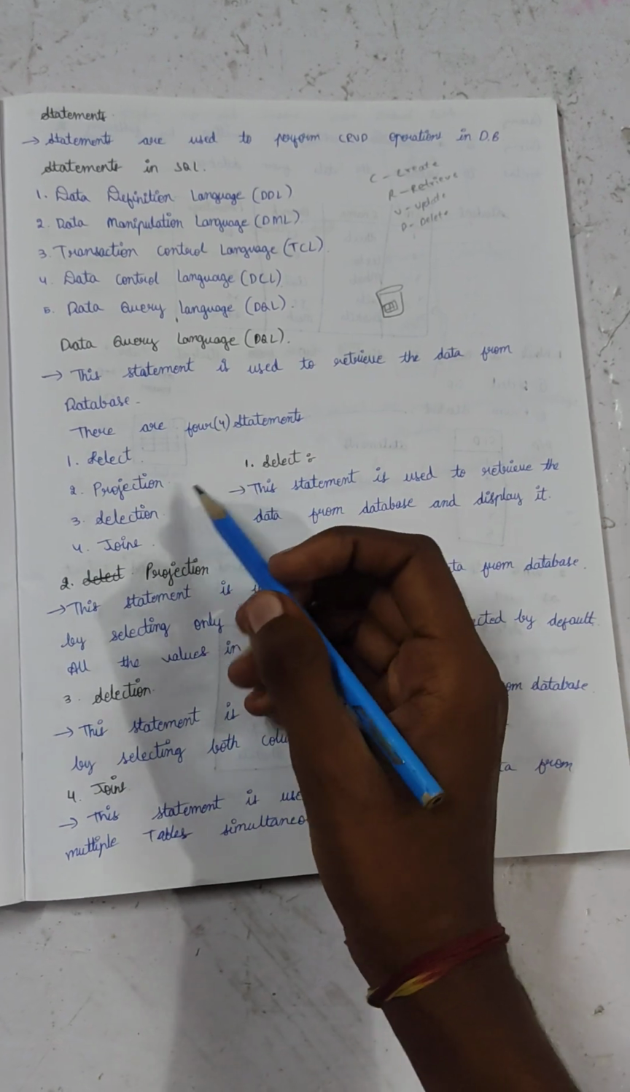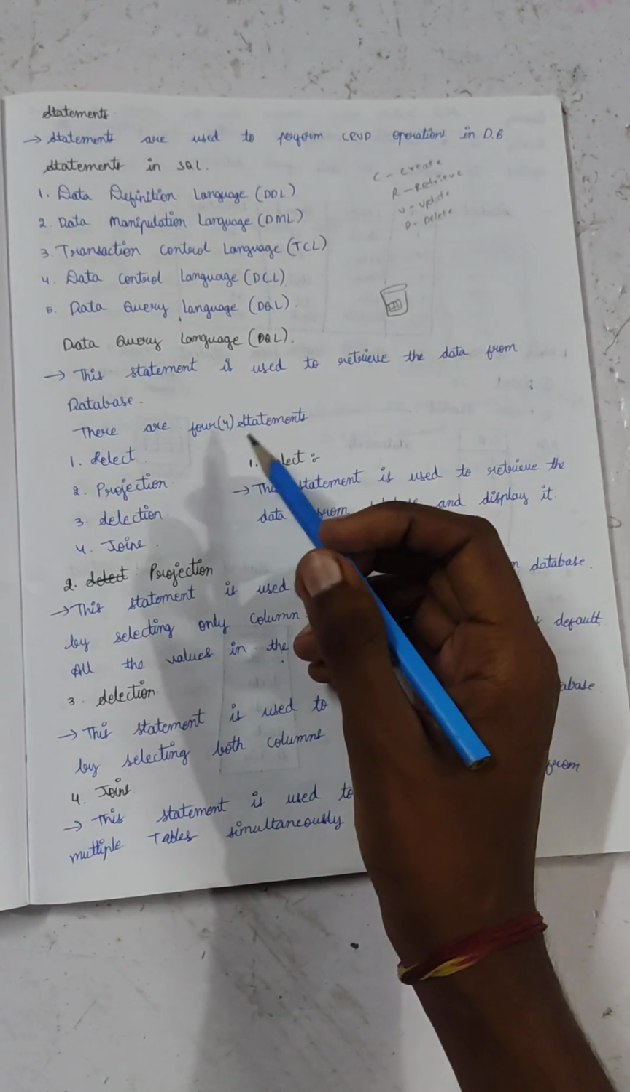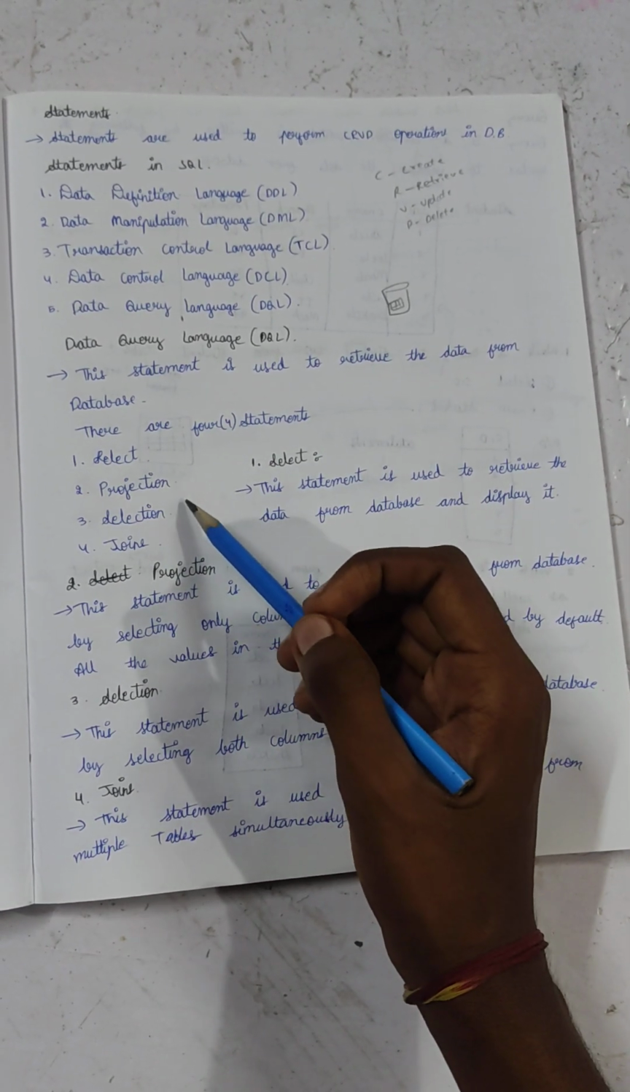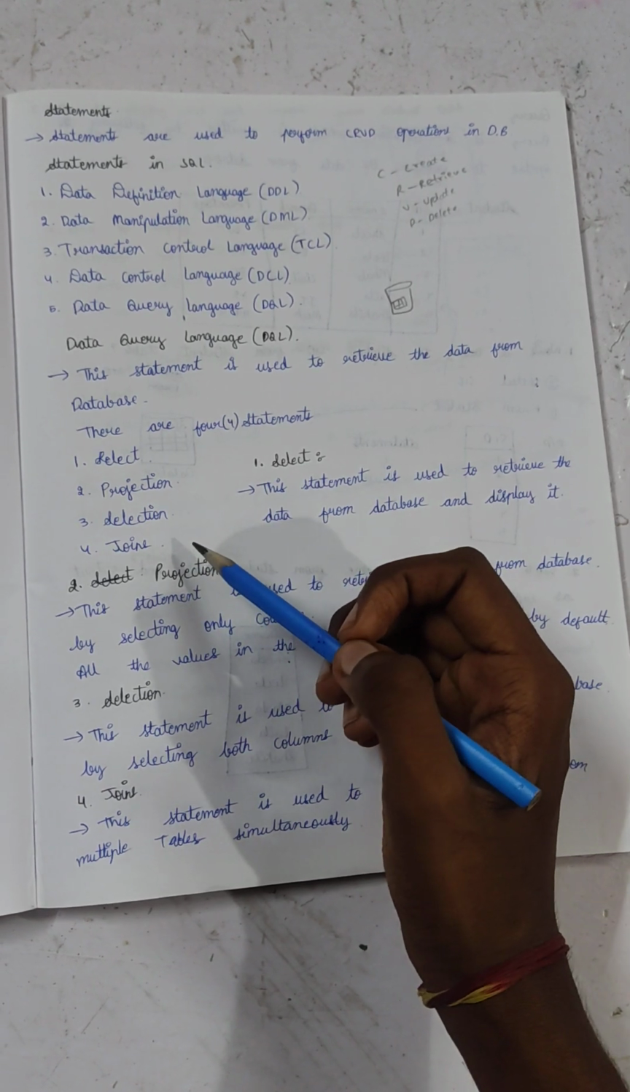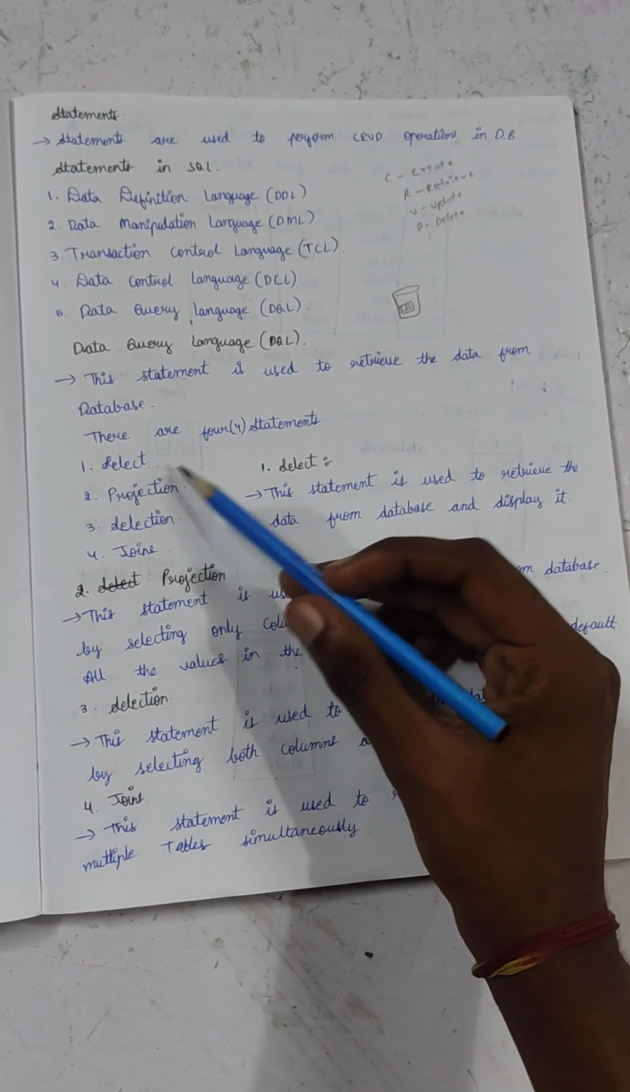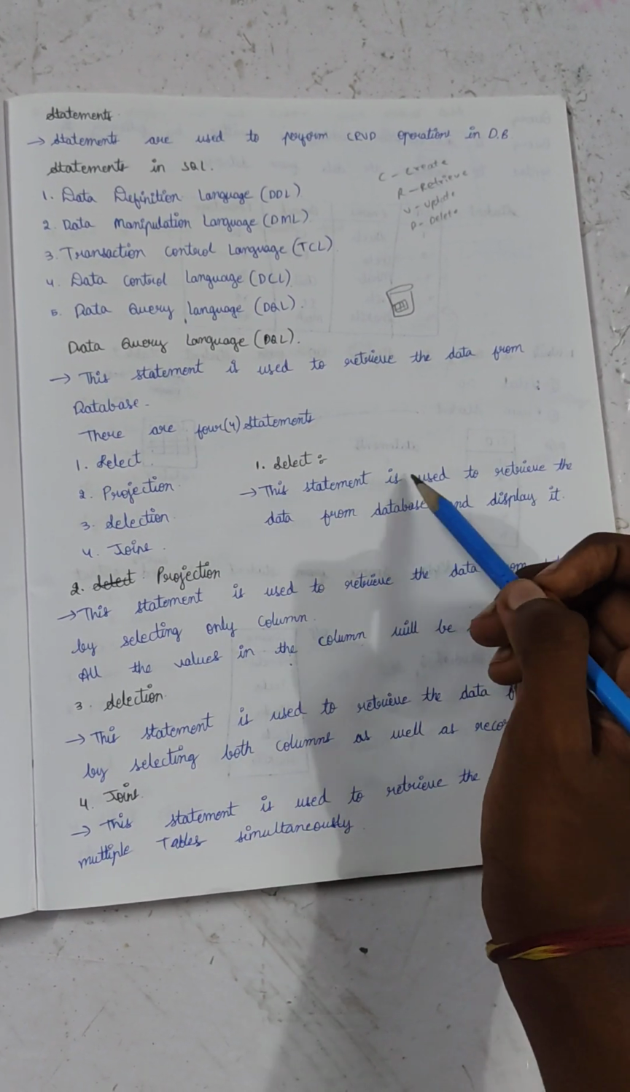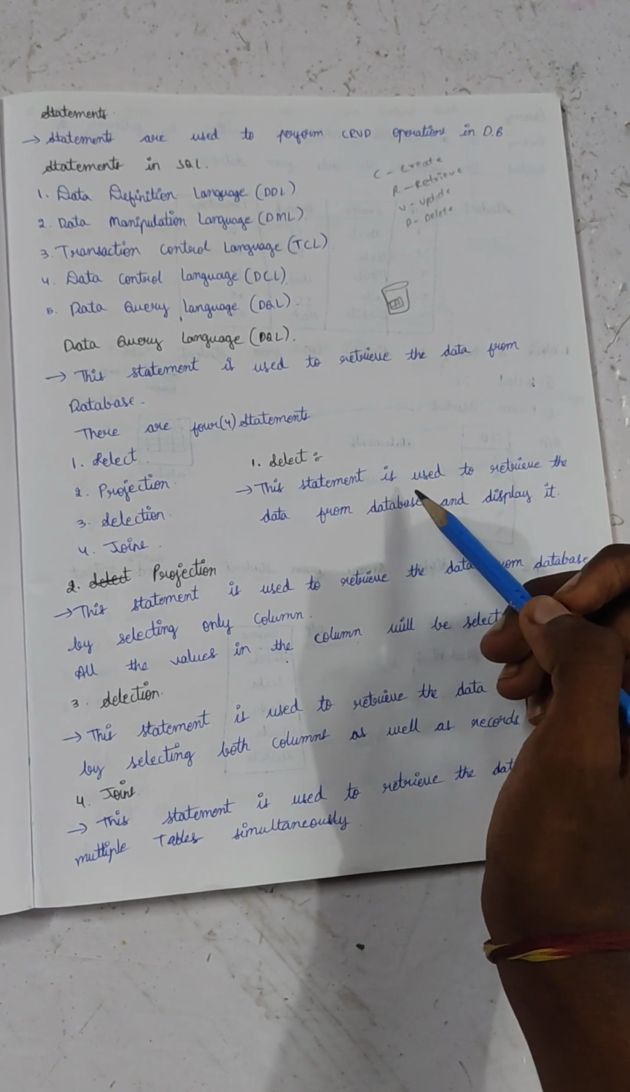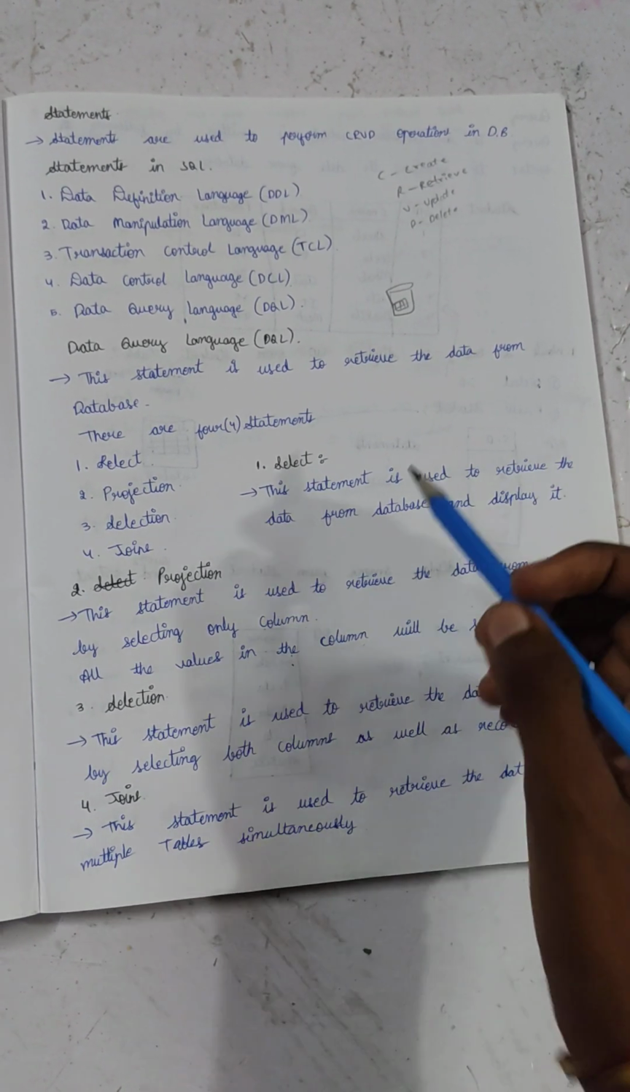There are four statements in the data query language. They are select, projection, selection, joins. First statement is select. This statement is used to retrieve the data from the database and display it.